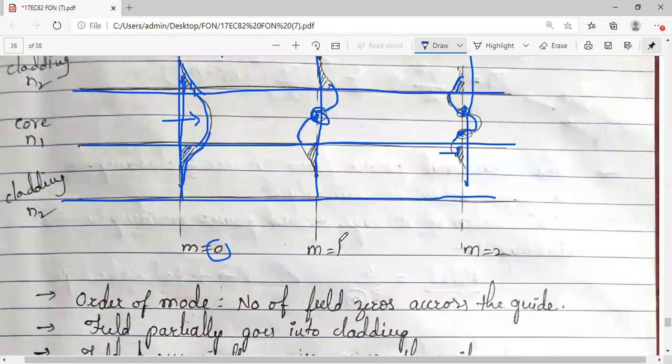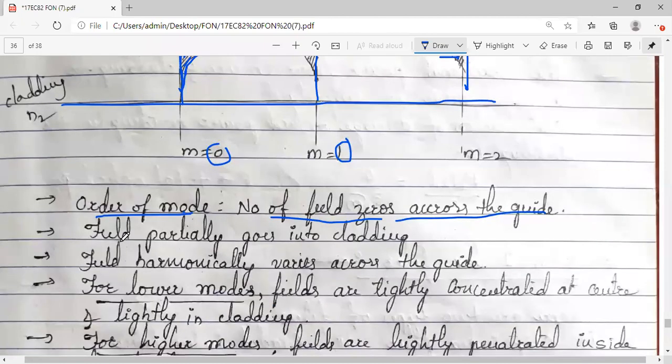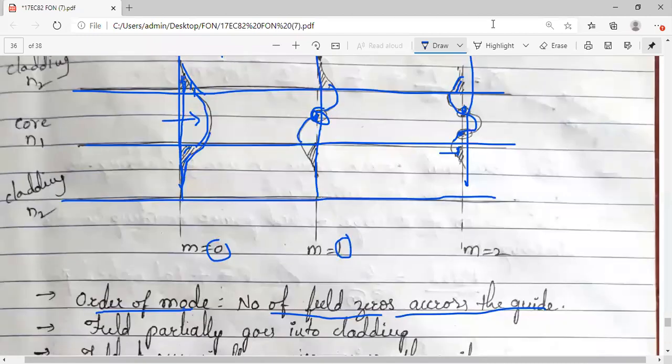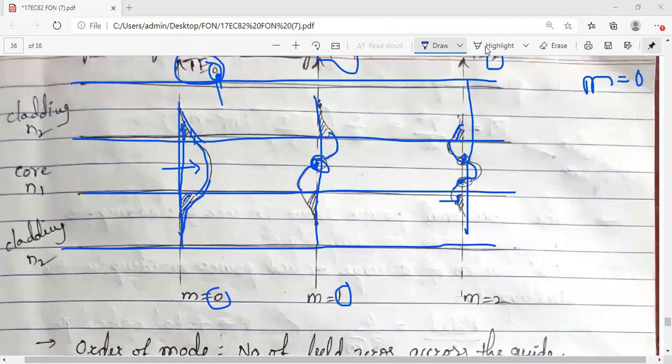So orders are 0, 1, 2, 3, 4. By using orders, we indicate the modes. So what is the order of the mode? Order is the number of field zeros across the guide, across the waveguide. And an important thing to remember: the field is partially going into the cladding as well.